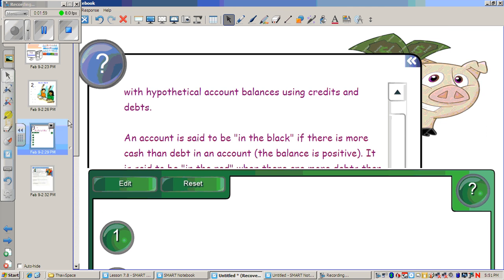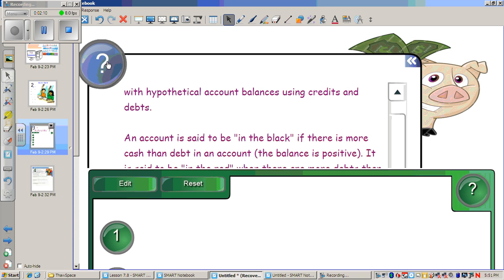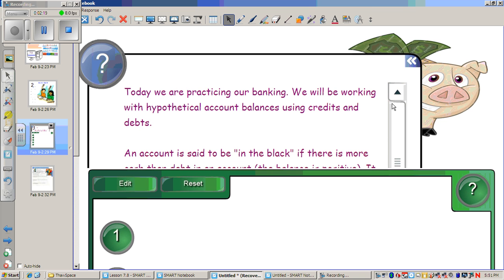Let's go to here. Oops, let's move this back. So today we are going to talk about using positive and negative counters to calculate account balances. I want to look at this first, and it says we're going to work with hypothetical account balances using credits and debts. Debt meaning you're in the hole, credit meaning that's good, okay? That means you have money in your account, okay? So we're going to be using hypothetical scenarios, but I want to read this to you first.